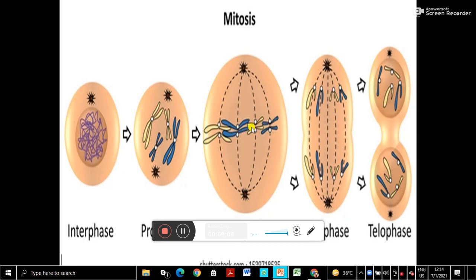Why? I'll tell you. So these are the 2 changes. The important change is that chromosomes move to the equator of the cell. The second change is that spindle fibers start forming. Okay, now it enters into the third phase, which is called the anaphase.